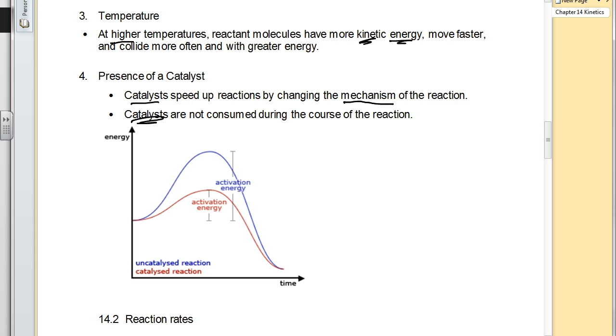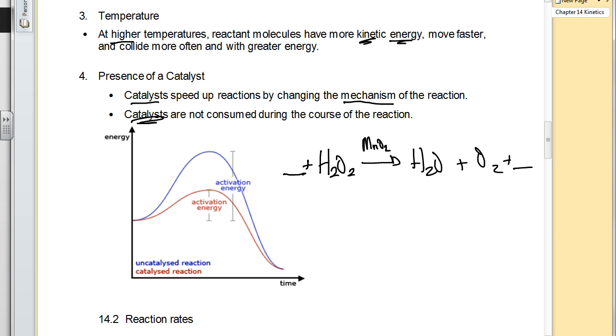Oftentimes with catalysts, let's say we catalyze the reaction of hydrogen peroxide into water and oxygen gas, we might catalyze this reaction with manganese dioxide. And we'll write manganese dioxide on top of the arrow just like this, although sometimes we'll write it in the reactant and then write it again in the product unchanged. It's a catalyst. It does not get used up. And then at the end, we could recollect the manganese dioxide and just reuse it over and over again because it's still present. It doesn't get consumed.